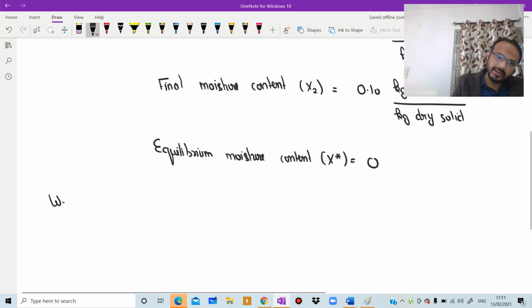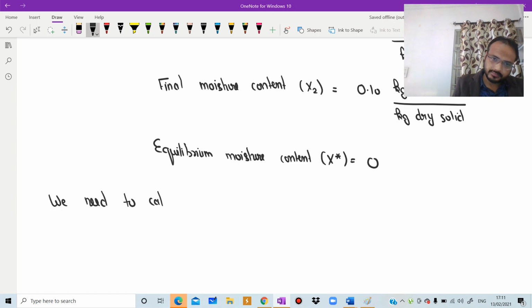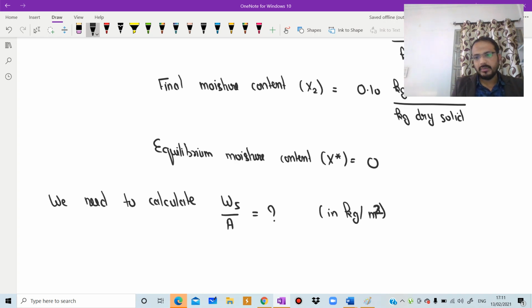Now we need to calculate the value of Ws by A, in kg per meter square, to the nearest integer.